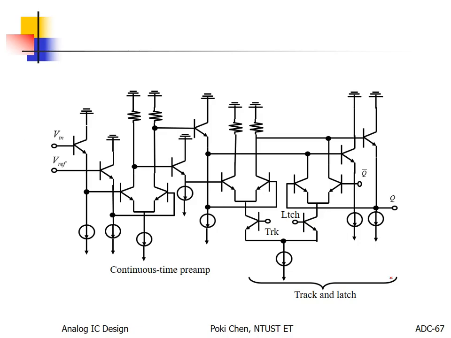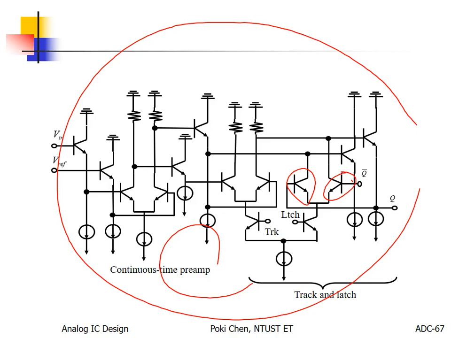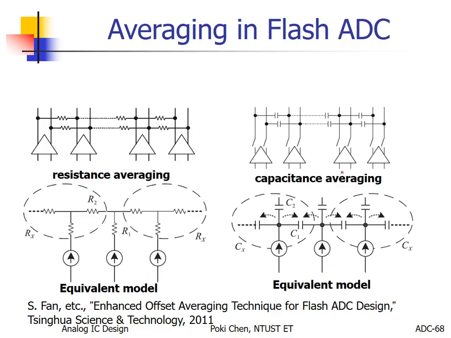And this is a circuit for you to refer to. Anyway, this shows how to do such a preamplifier, such a track and latch. You can read it. If you would like to do the design, you only need to change the BJT into MOSFET. That is the easiest way for you. Allow me to finish the flash ADC, then we can have a break. I need to take my coffee again.